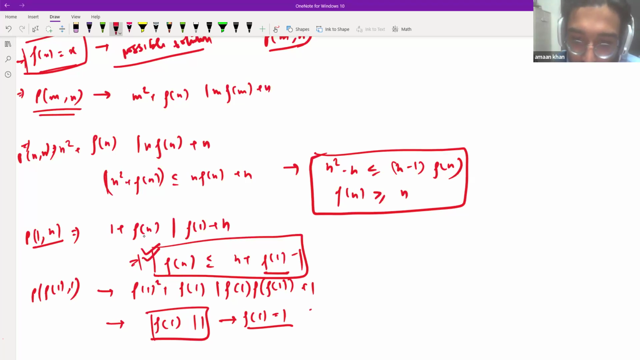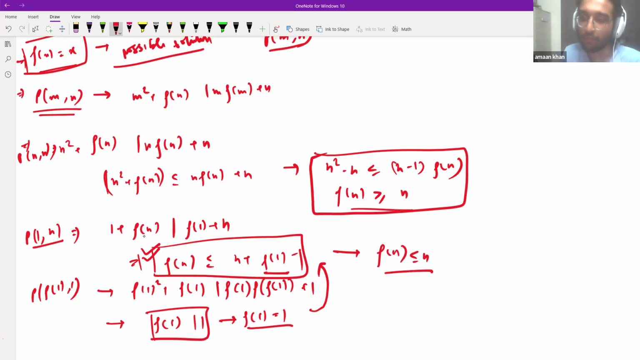Let me check this. I think this works now. So you have f of n less than or equal to n. So you have f of n must equal n.